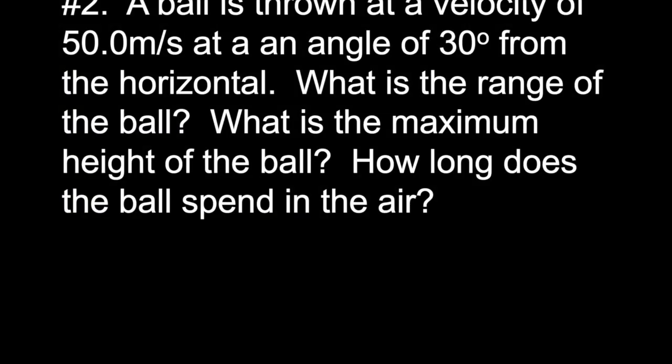So next question. A ball is thrown at a velocity of 50 meters per second at an angle of 30 degrees from the horizontal. What is the range of the ball? What is the maximum height of the ball? How long does this ball spend in the air? And again, we're ignoring wind resistance. So what I'm going to do is get the problem set up, and then after I get set up, I'm going to have you solve for the different parts in several increments. So let's go ahead and get this one started.